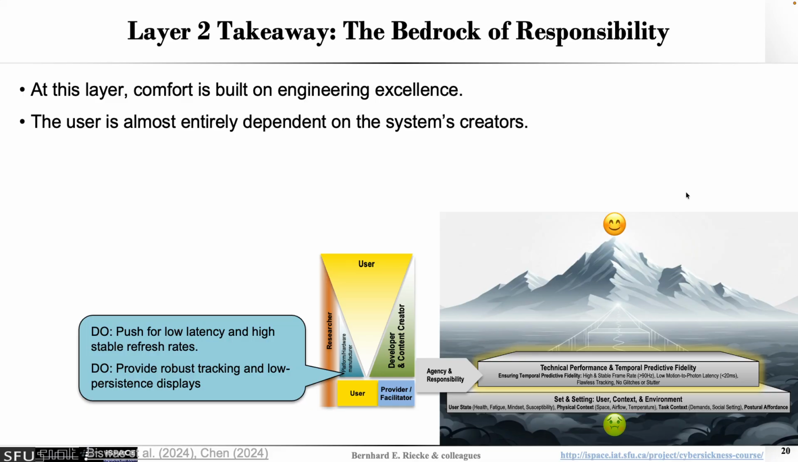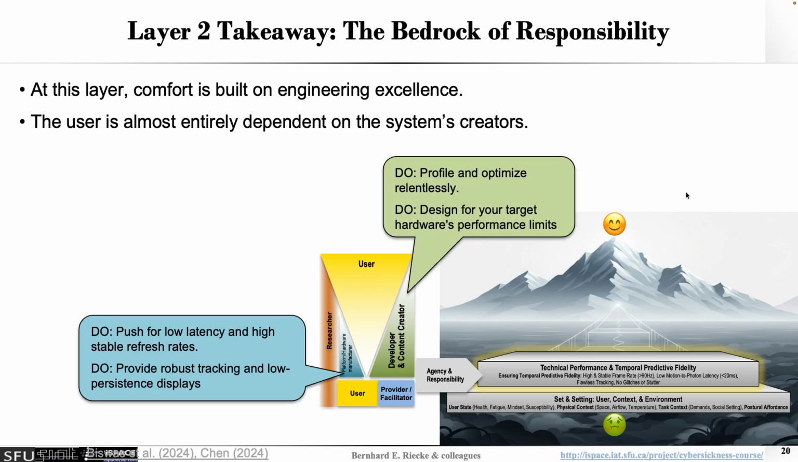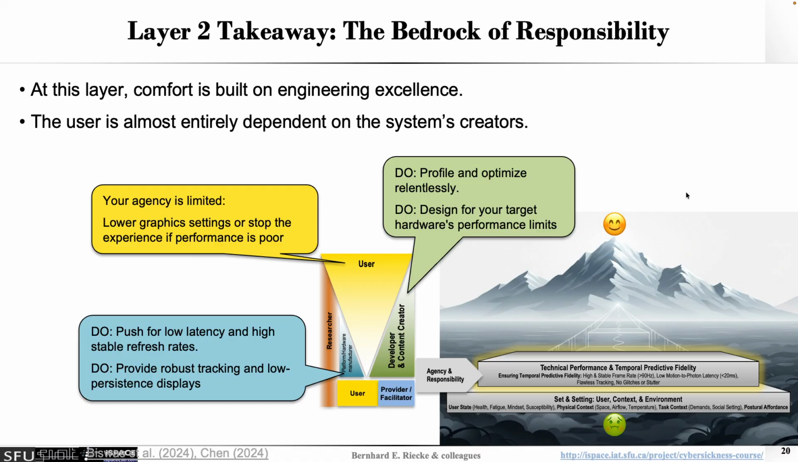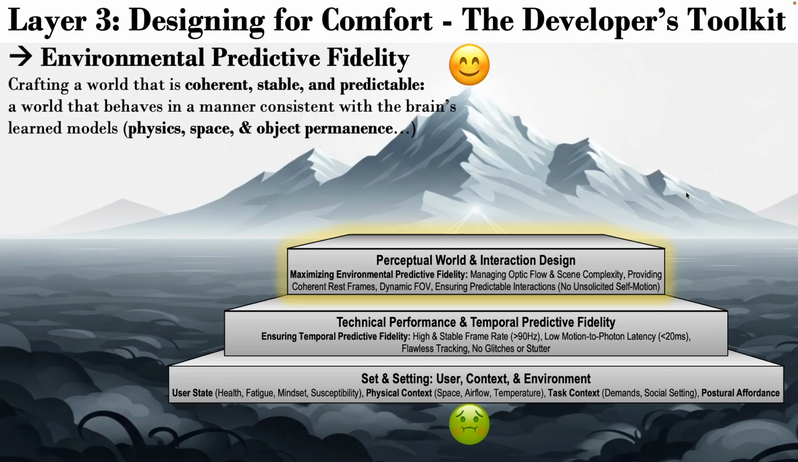So comfort on this level is built on engineering excellence. So it's really a lot about the technical aspect. The user has very little influence here, unfortunately. So basically, content creators and platform developers should push for low latency, high stable refresh rates, tracking, low persistence displays, and the developers and content creators can focus more on optimizing, profiling, and working with the hardware together. The user, if you're lucky, you can get a better system, or there might be some settings, but you have very limited agency at this level here.